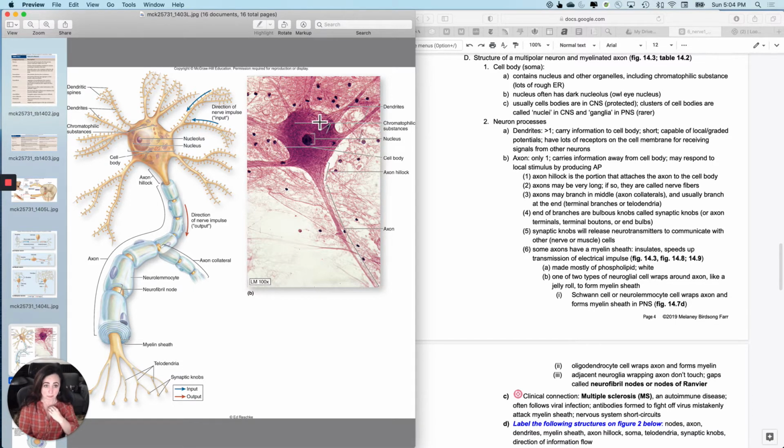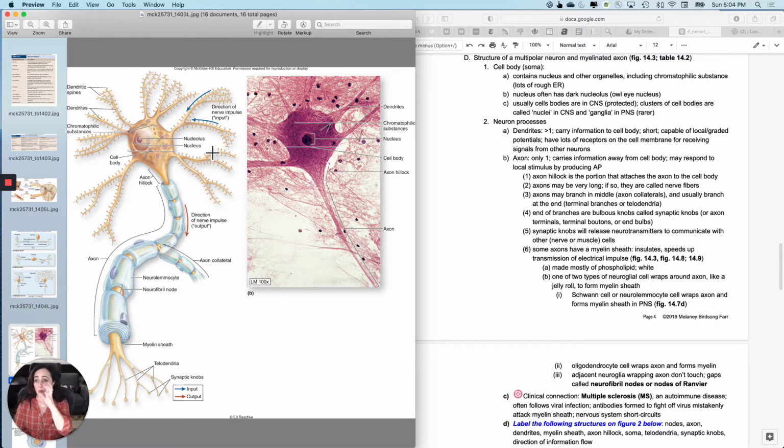Okay, the nucleus, remember from way back when, usually has kind of light around the outside and then dark in the middle. So the nucleolus is usually pretty dark. So it's called an owl eye nucleus. It's not always super easy to see, but the nucleolus in the middle is darker than the whole nucleus.